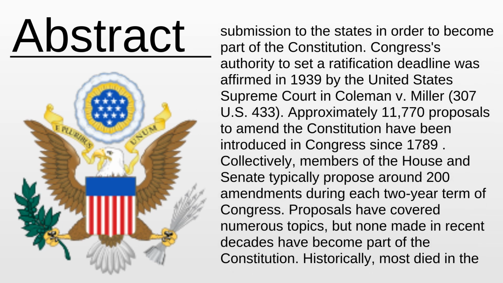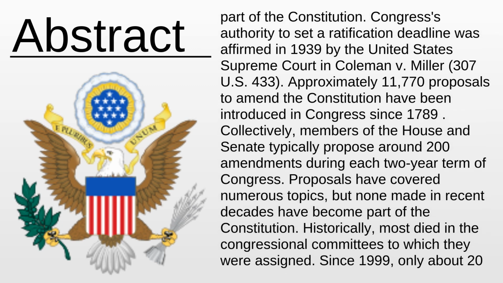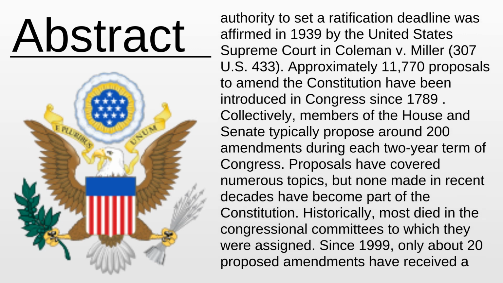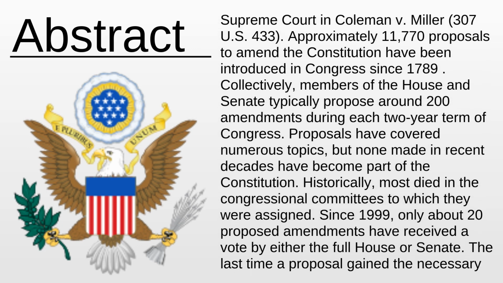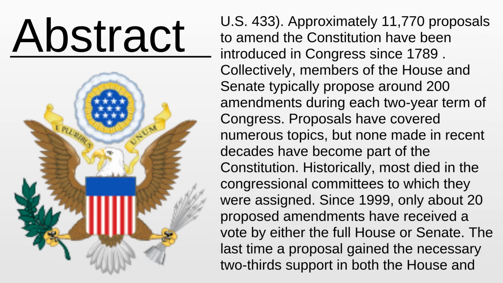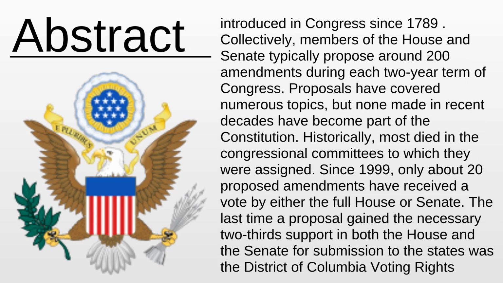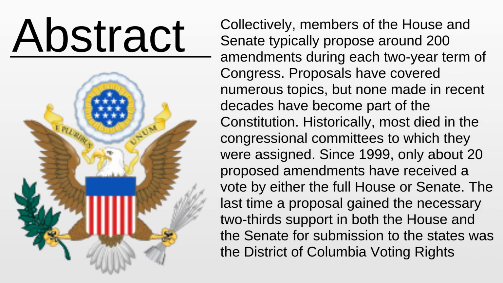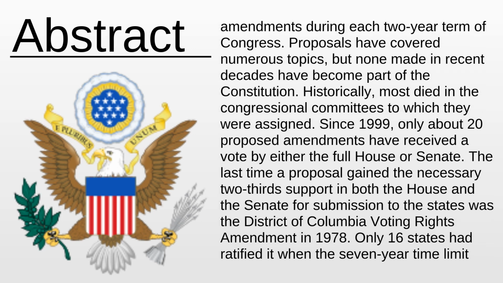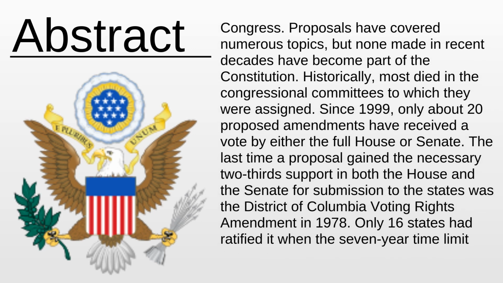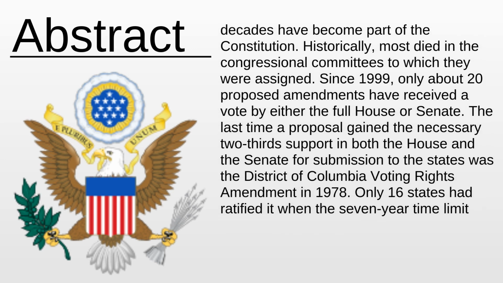Congress's authority to set a ratification deadline was affirmed in 1939 by the United States Supreme Court in Coleman v. Miller, 307 U.S. 433. Approximately 11,770 proposals to amend the Constitution have been introduced in Congress since 1789. Collectively, members of the House and Senate typically propose around 200 amendments during each 2-year term of Congress. Proposals have covered numerous topics, but none made in recent decades have become part of the Constitution.